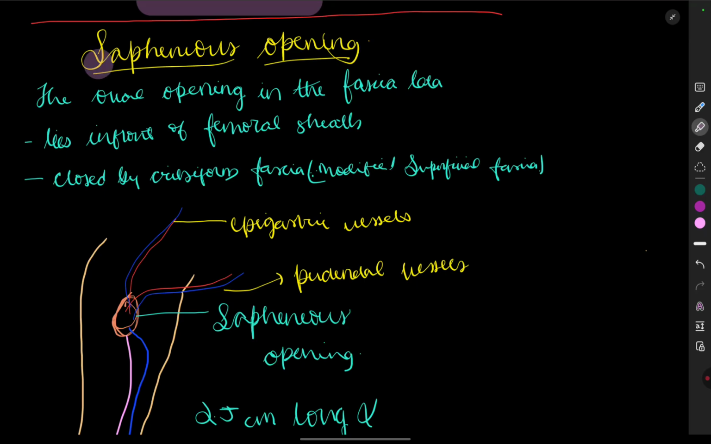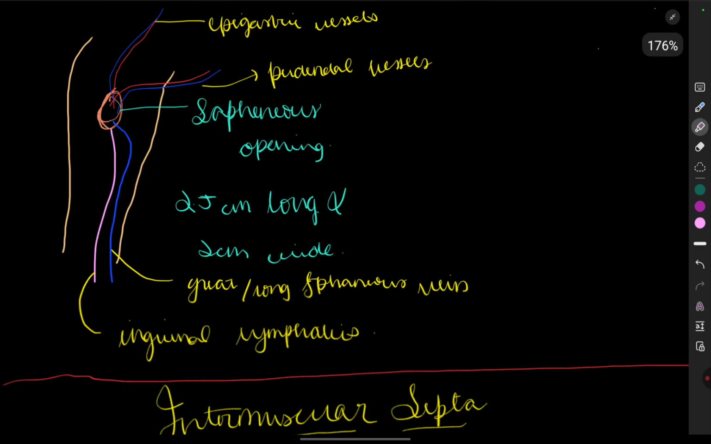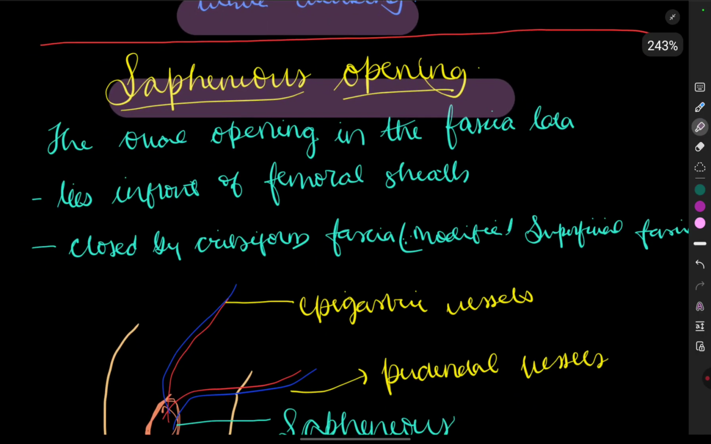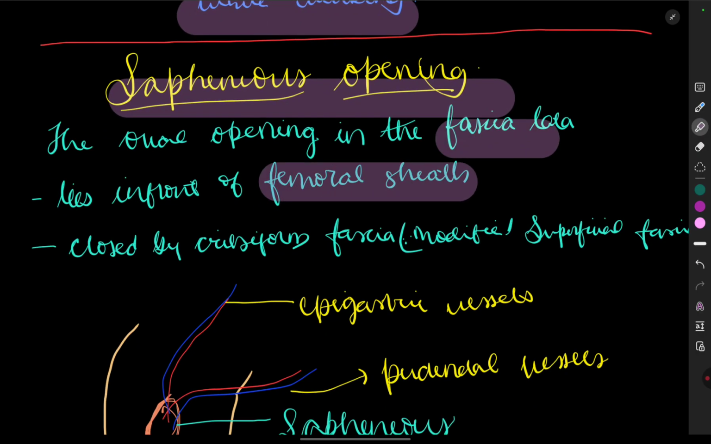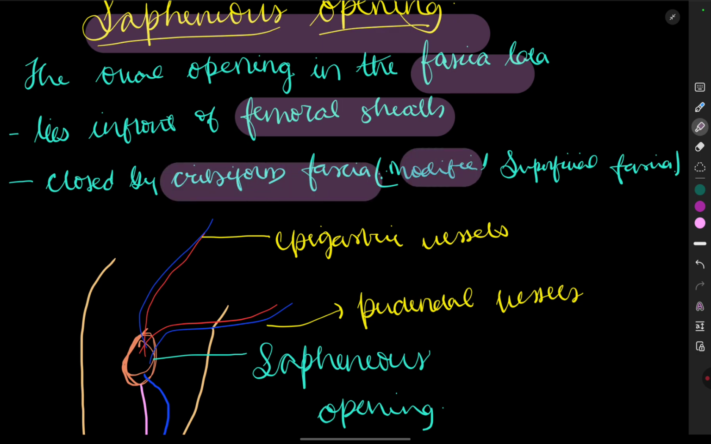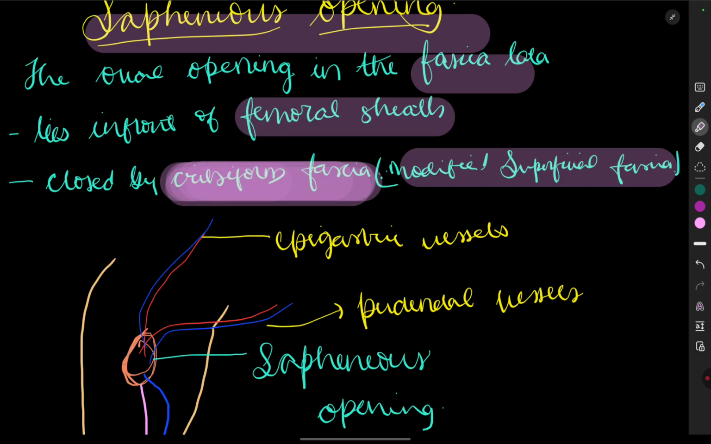So this is the saphenous opening. Okay, we are going to see the saphenous opening. It is an oval opening in the fascia lata. It lies in front of the femoral sheath, because it's an opening, and it is closed by the cribriform fascia, that is the modified superficial fascia that I have already told you twice. So it is closed by the cribriform fascia.